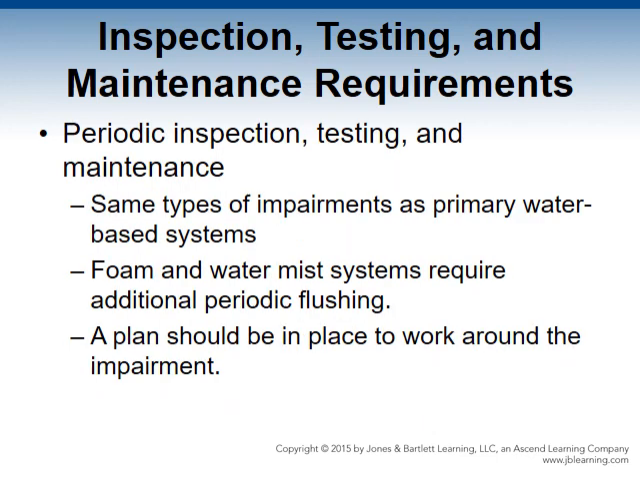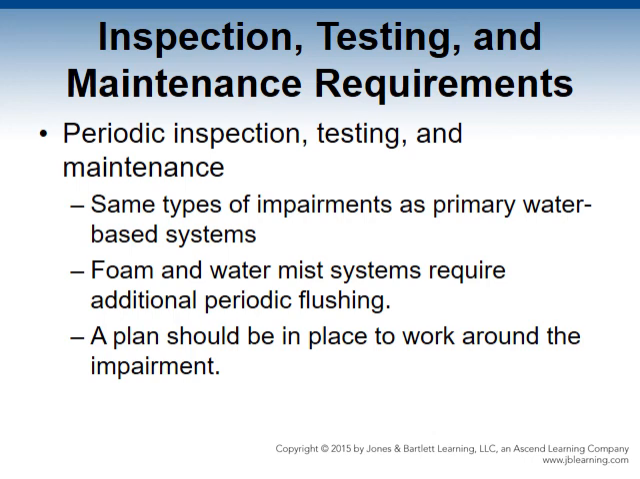Periodic inspection, testing, and maintenance. These systems experience the same types of impairments as the primary water-based systems. Impairments may result from one of the following: component failures, environmental conditions, damage, carelessness, and lack of proper inspection, testing, or maintenance. Typical impairments could include closed valves, painted, corroded, damaged, or obstructed sprinkler heads and nozzles, leaks, broken fittings, and broken piping due to freezing or impact damage.